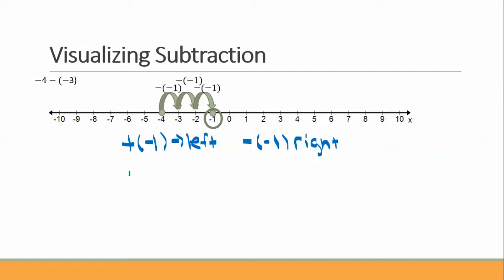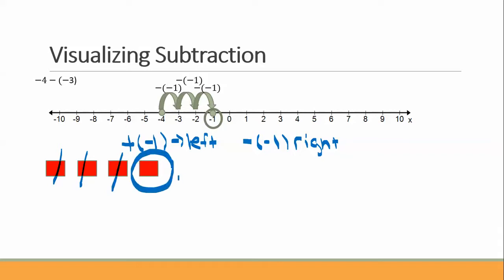Looking at this with our boxes, we have -4. And we're subtracting -3, so this time we have -3 boxes that we can take away. 1, 2, 3, and we're left with -1 rectangle.